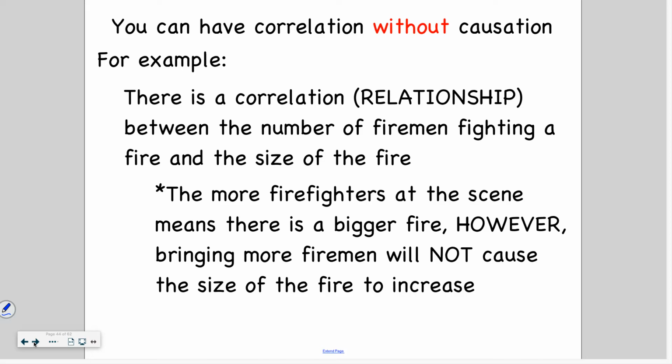However, bringing more firemen will not cause the size of the fire to increase. If that was to happen, that would have been a causation. It just happens to be a correlation. You know, the fire's this big, we're going to send this many people. Okay? So let's see if we can pick them out on the next examples.